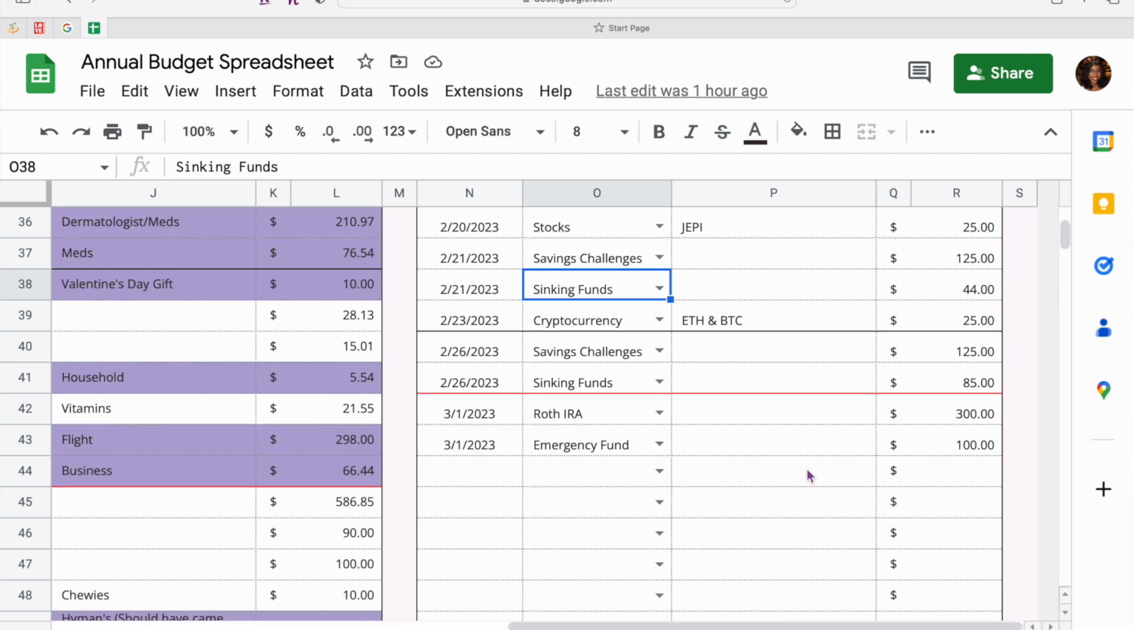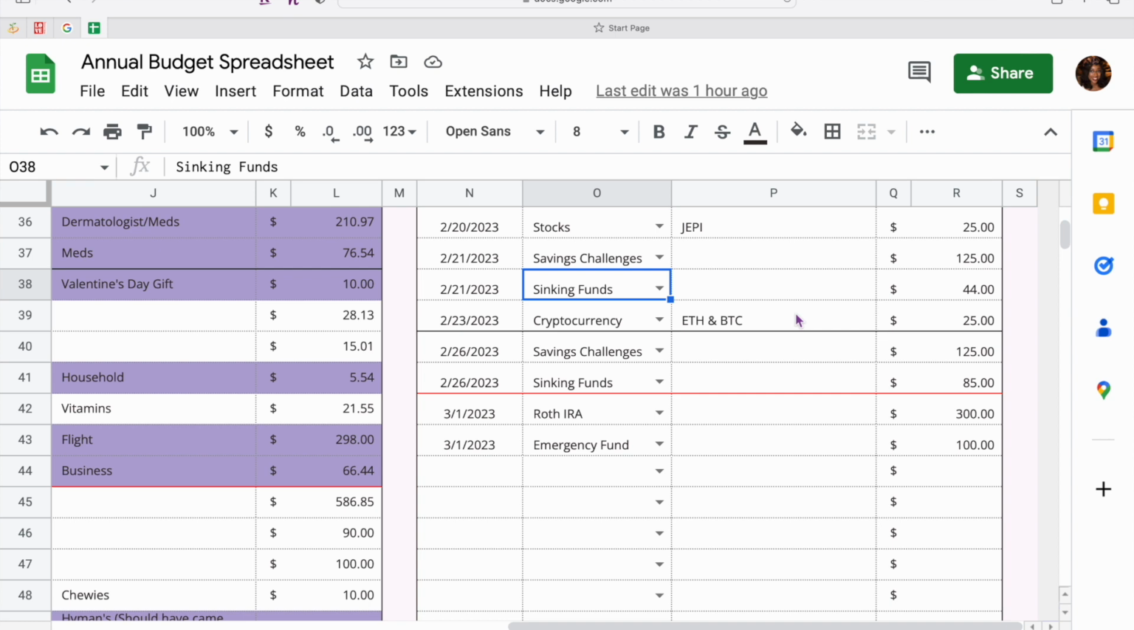Okay, so lastly on the transactions page, we're gonna go over my savings and my investments. On the 20th, I did buy some stocks in my Robinhood account and I purchased $25 of Jeppy. The 21st is when I stuffed my savings challenges for $125. And then I also stuffed my sinking funds for $44.